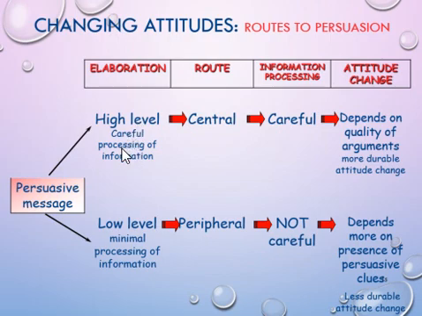So it needs careful processing of the information. Central route means careful information processing at a high level, and then more durable attitude change, forever. But it depends on the quality of the arguments. So the central route leads to this persuasion.